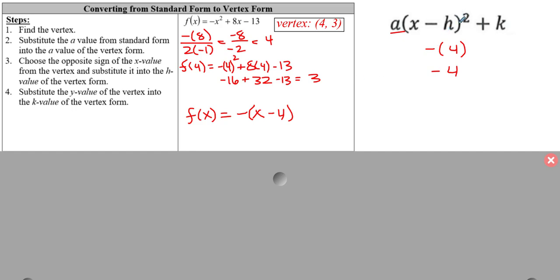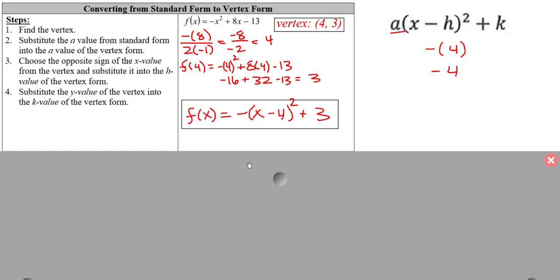Okay, then I got my parenthesis. That is always there. That square is always there because we were talking about quadratics. And then the k value is the y value of my vertex. So I'm going to put that where the k is. And I said that one always stays true. We do not do the opposite. So here it is a +3. So boom, I'm going to put a +3. And I have successfully converted from standard form to vertex form.